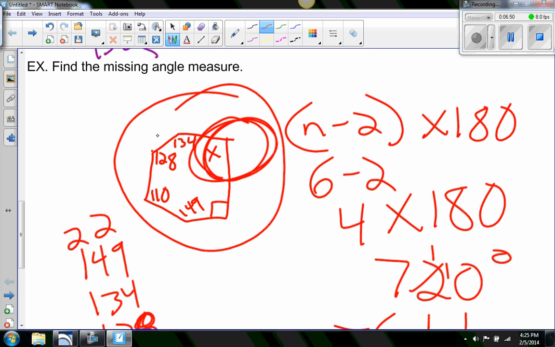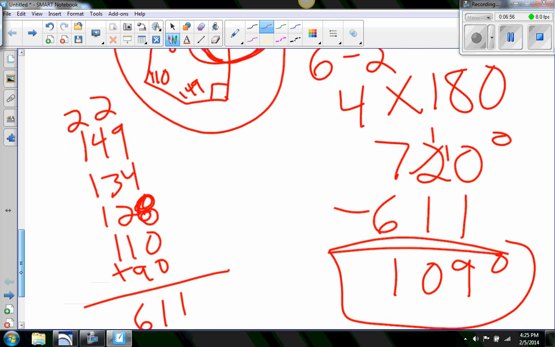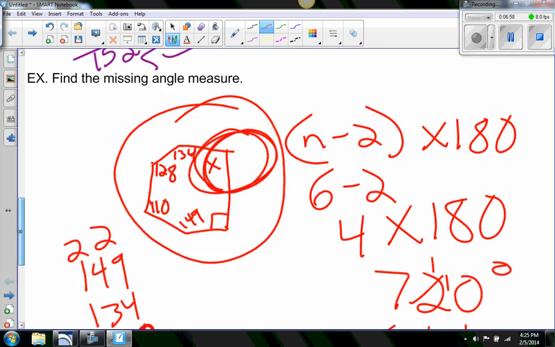All of these angles together have to add up to 720. So take what you know, subtract it from 720, which is my total. I get 109 degrees for the one that's left over.